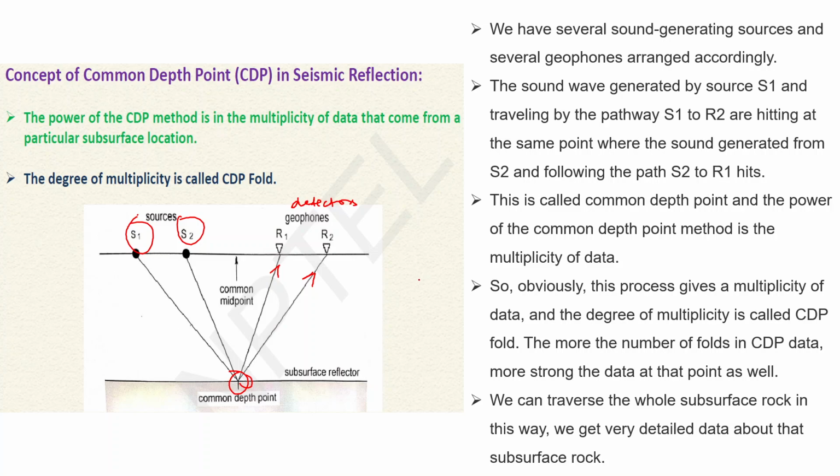So this is called the common depth point, and the power of the common depth method is called the multiplicity of data. Basically, we are getting numerous data for a single point. The process gives a multiplicity of data, and the degree of multiplicity is called CDP fold. So it is saying that the more the repeatability of data, the stronger the data at that point is. Okay.